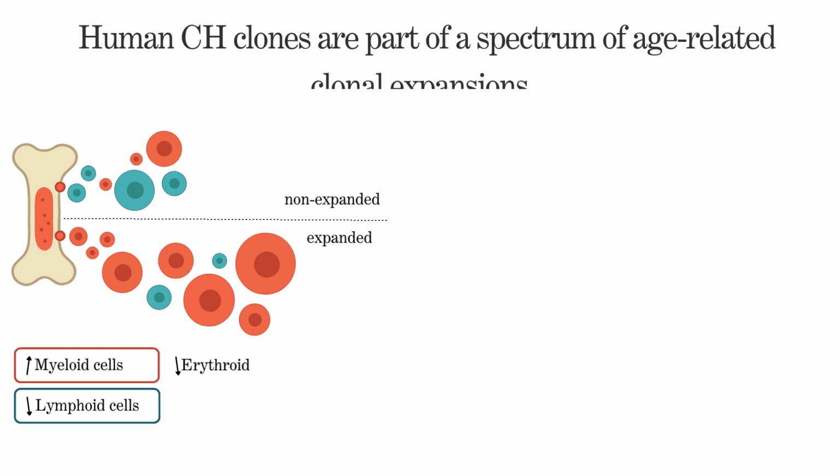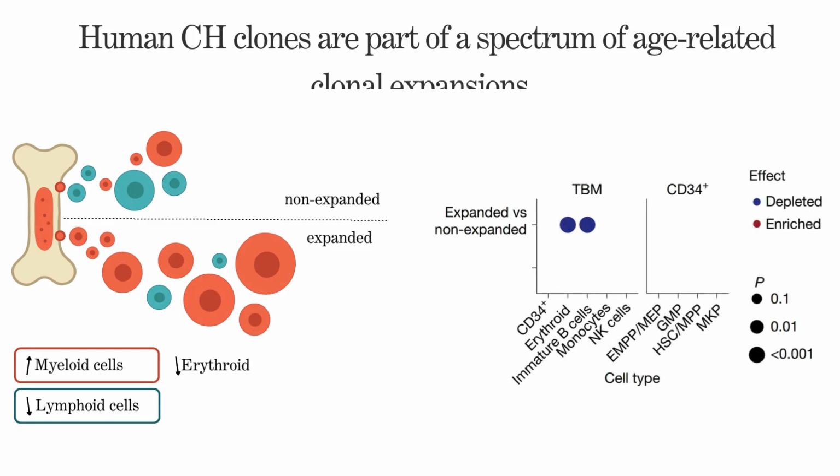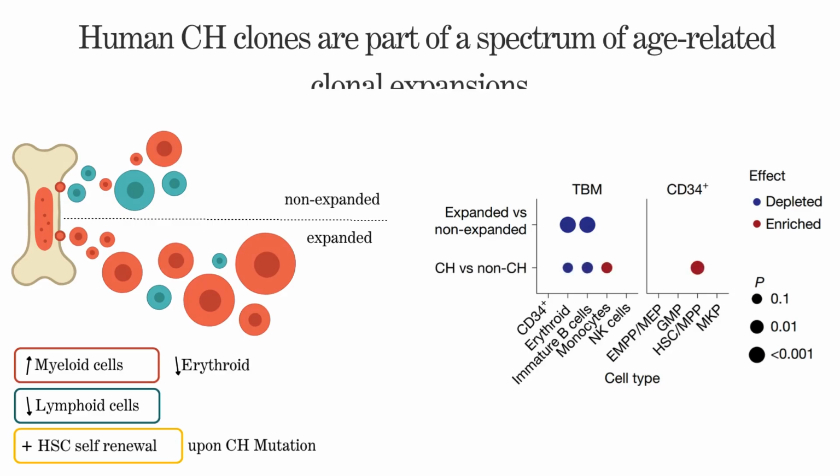And what we saw, let me show the data as well. If we compare expanded versus non-expanded, the expanded ones go down in erythroid production and down in B cell production, which means they go up in myeloid production. And then now comes the twist. Within the expanded clones, there are the ones that have clonal hematopoiesis mutations and the ones that don't. We can compare those. And what we see is that the clonal hematopoiesis mutations make this trend even stronger, but they are not a game changer.